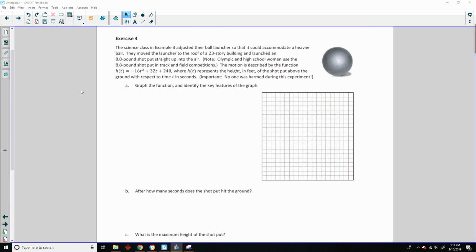Okay, exercise 4 says the science class in example 3 adjusted their ball launcher so that it could accommodate a heavier ball. They moved the launcher to the roof of a 23-story building and launched an 8.8-pound shot put straight up into the air. Note, Olympic and high school women use the 8.8-pound shot put in track and field competitions. The motion is described by the function here, where h of t represents the height in feet of the shot put above the ground with respect to time t in seconds. Note, important, no one was harmed during this experiment. Okay. A, graph the function and identify the key features of the graph.